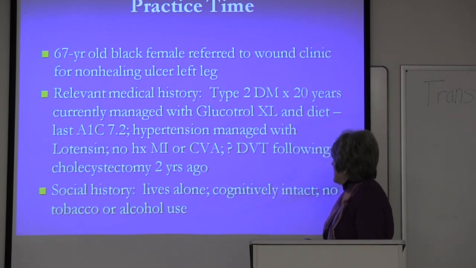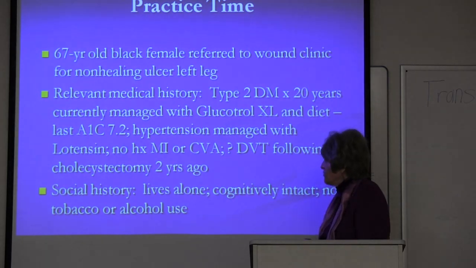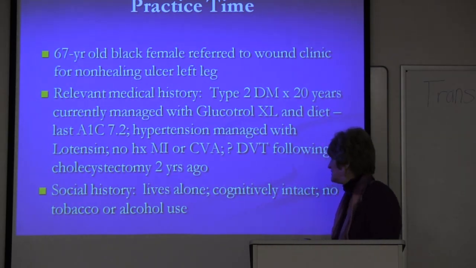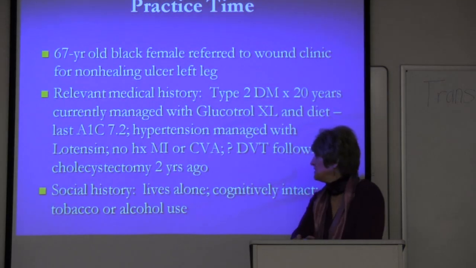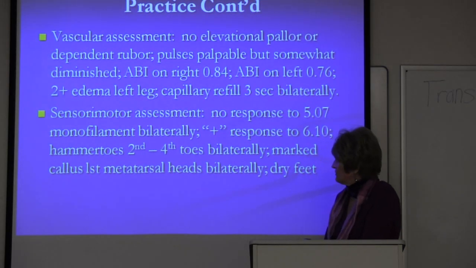She has type 2 diabetes. She's had it for 20 years. She's managed with Glucotrol XL and diet. Her last A1C was 7.2, so she's fairly well controlled. Could be better. Hypertension managed with Lotensin. No history of MI or CVA, a questionable DVT following cholecystectomy 2 years ago. Social history, she lives alone, she's cognitively intact. She has no tobacco or alcohol use.